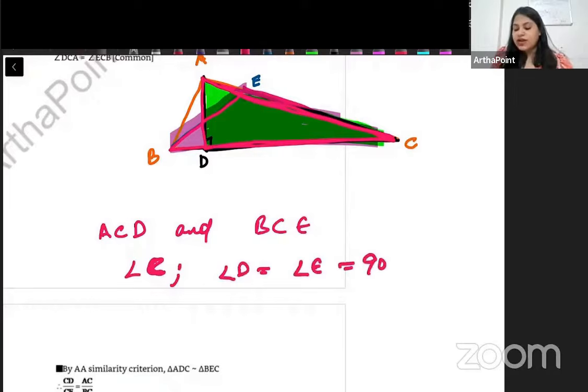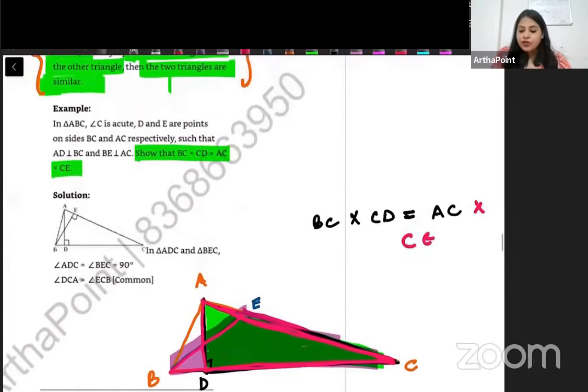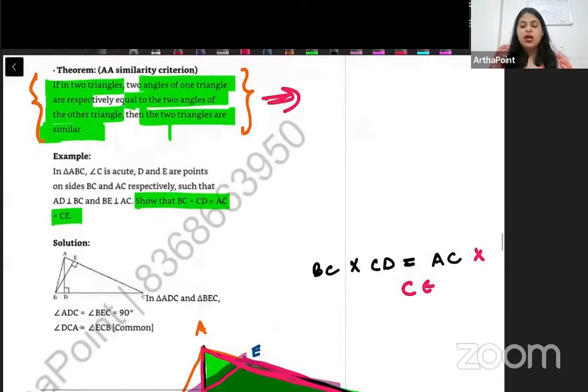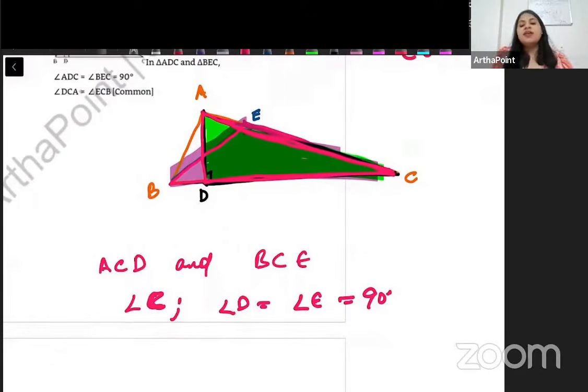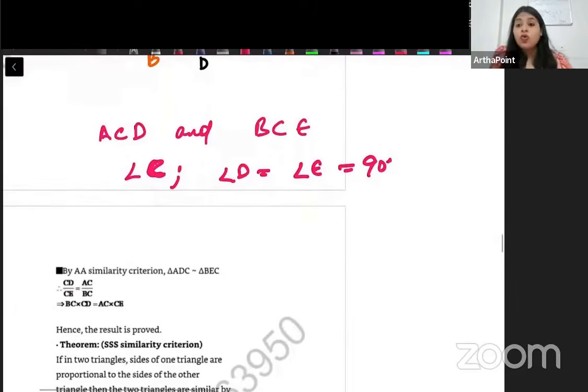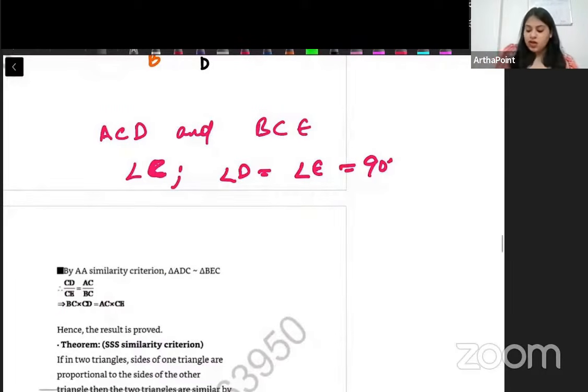angle D is equal to angle E is equal to 90 degrees. So if two angles are equal in a triangle, then the two triangles are similar. So these two triangles will be similar. But if these two triangles are similar, then we know that their sides will have the same ratio. So we know that CD by CE will be equal to AC by BC. So we have just proved this.